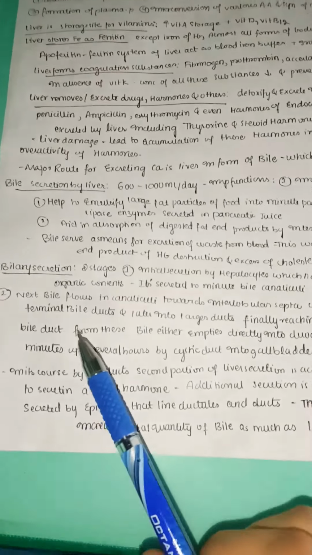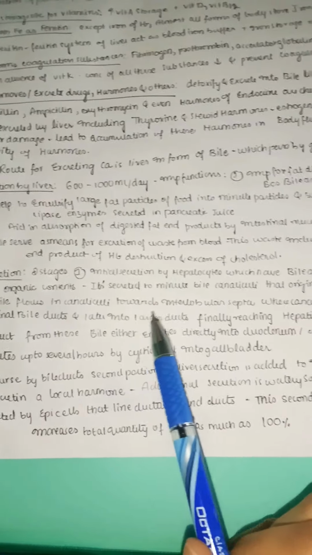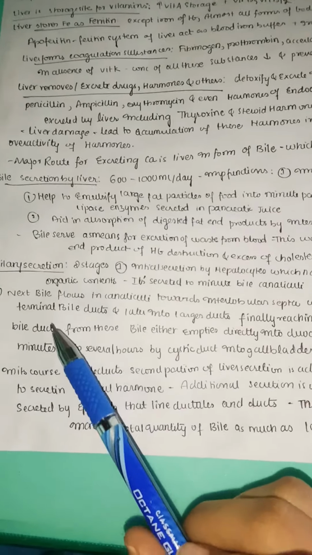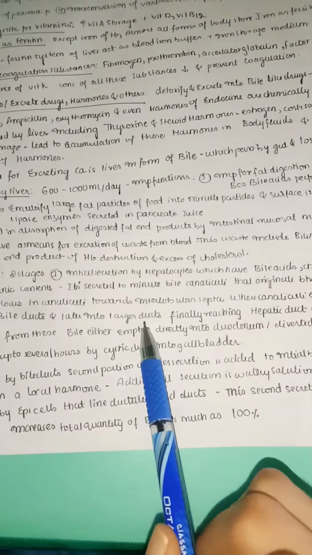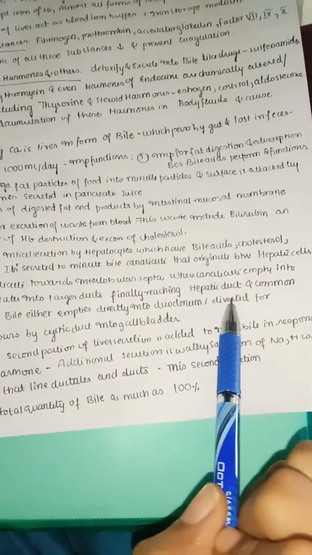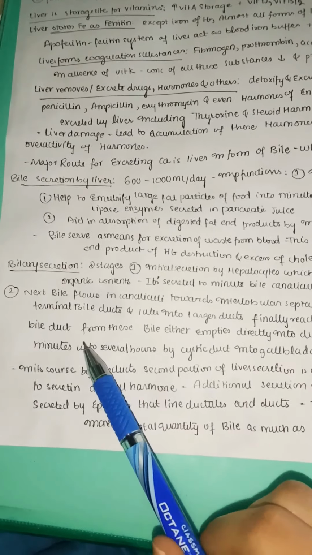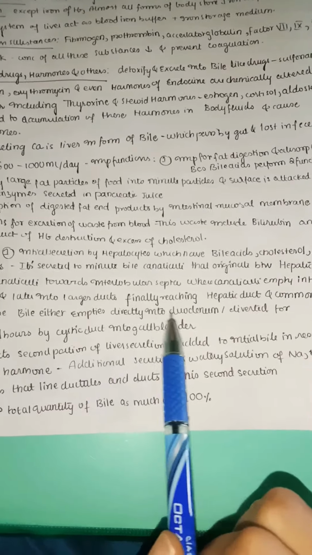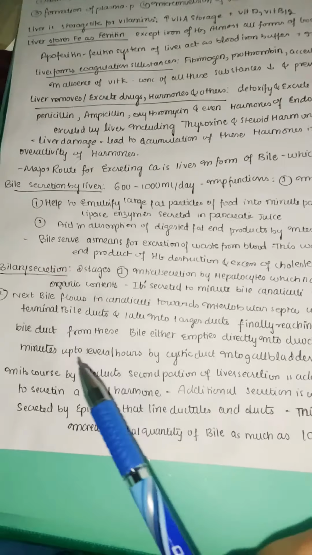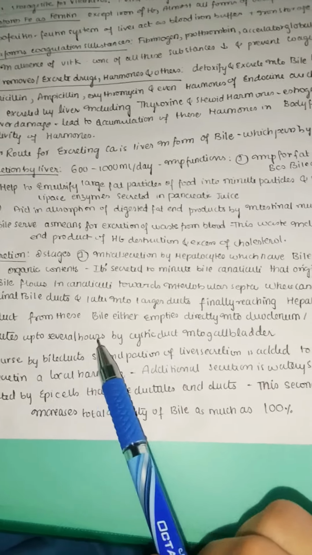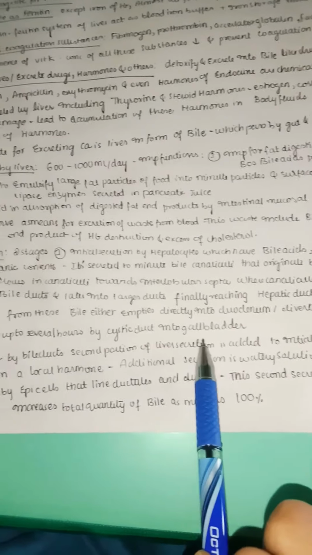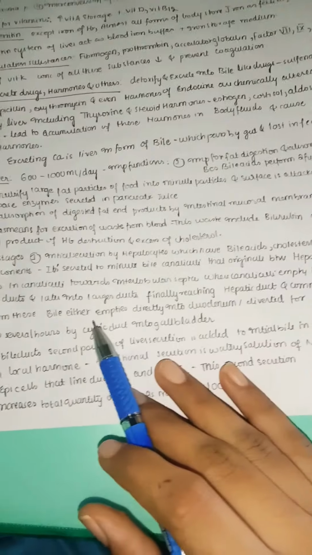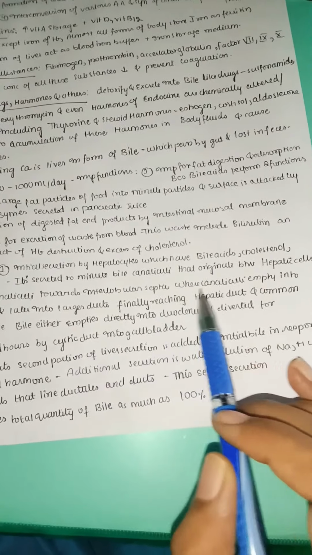And the next one is the bile flows in canaliculi towards the interlobular septa, where canaliculi empty into terminal bile ducts and later into large ducts, finally reaching the hepatic duct and common bile duct. From this, the bile either empties directly into the duodenum or is diverted for minutes up to several hours by the cystic duct into the gallbladder.